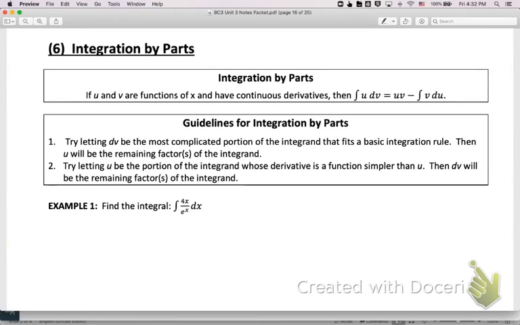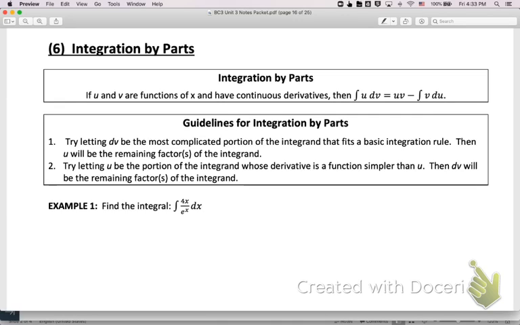All right, today we are going to look at integration by parts. This is a BC specific topic, so this is not something that you learned in AB last year, and this is almost a guarantee to show up on the BC exam. Integration by parts is the closest thing that we have to a product rule for integration.